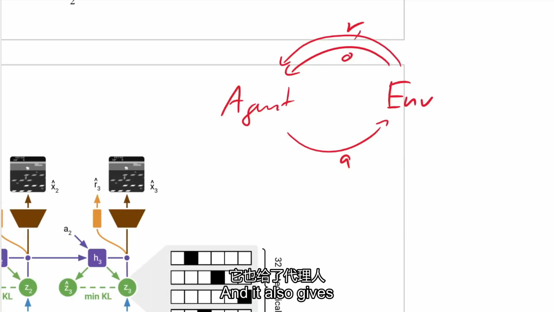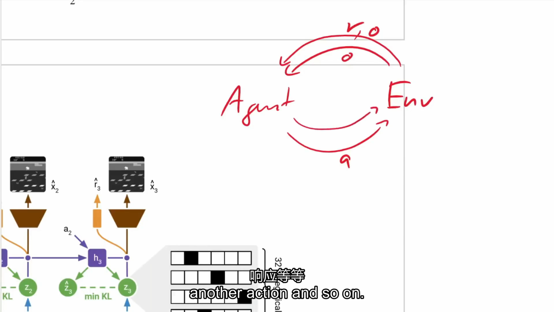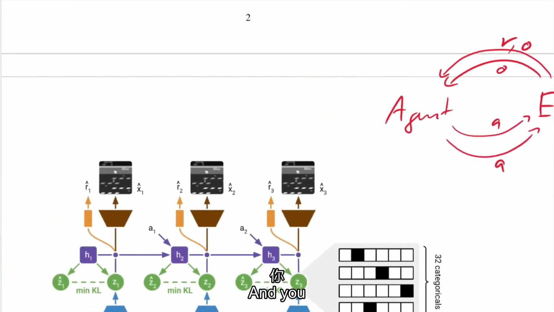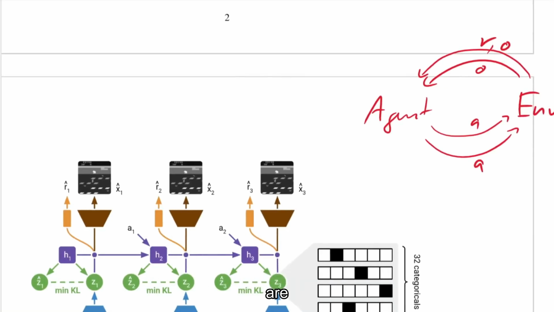And it also gives the agent a new observation, the next observation. And the agent again responds by performing another action, and so on. So you have this cycle, and the goal of a reinforcement learning agent is usually to maximize all the rewards that it collects during playing with the environment. And you want to repeat that many times, for many episodes, to have the agent learn to do the actions that are as good as possible in terms of reward.